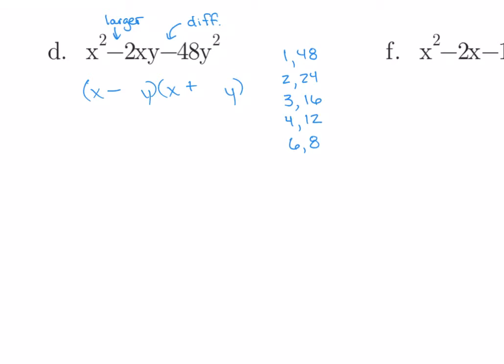All right, so now I want to know which pair combines to 2. And remember that since they are different signs, we want numbers that subtract to 2. So I'm going to go with 6 and 8. We want our larger number to be negative, so I'm going to make this x minus 8y and x plus 6y.